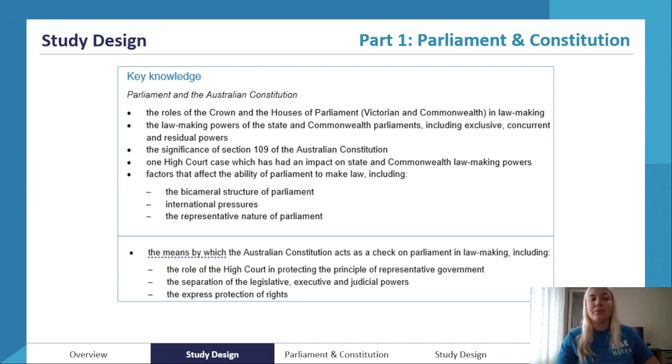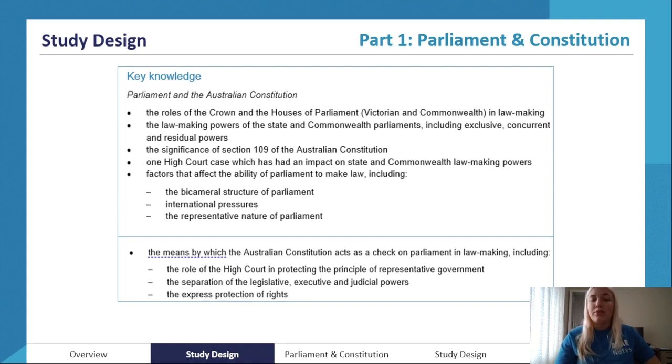International pressures. So, consider international events such as terrorism or the COVID-19 pandemic. We'll be using COVID as the example for this one. And the representative nature of Parliament. The fact that we have regular elections and members of Parliament must be representative of the people's views. And if they are not, and they do not create laws that the public is satisfied with, obviously there are regular elections being held. So that means that we have the ability, obviously in a democratic structure, to change the composition of Parliament by voting for other parties.